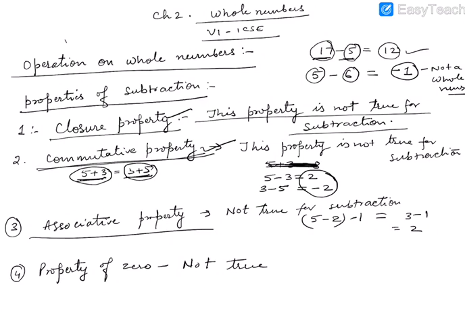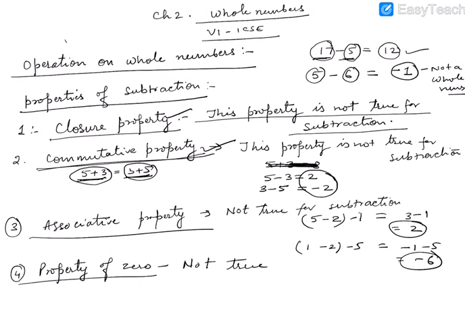Now we'll change the sequence. Last will become first: 1 minus 2 minus 5. So you can see that 1 minus 2 minus 1 minus 5, you will get minus 6. So you can see that we are not getting the same answer. So we can say that subtraction doesn't follow associative property.